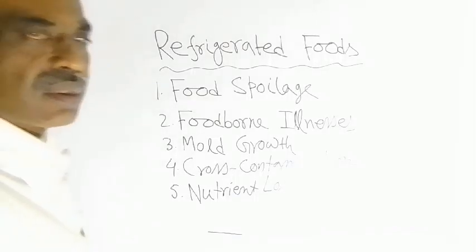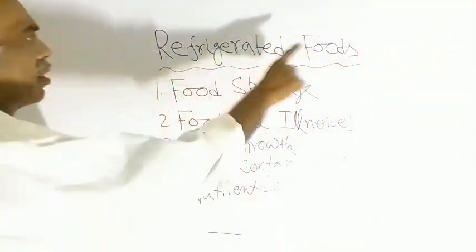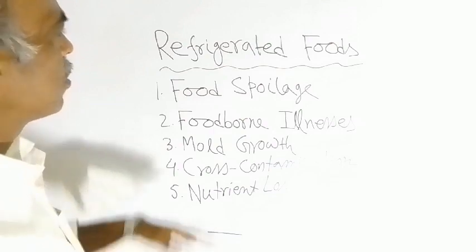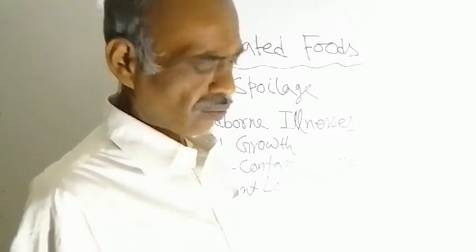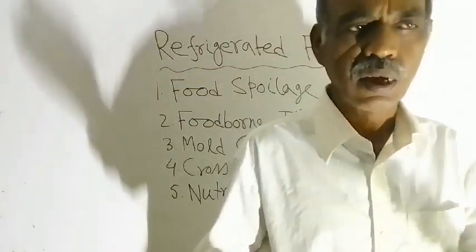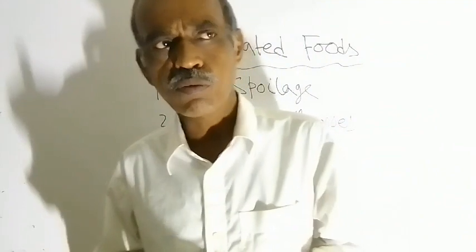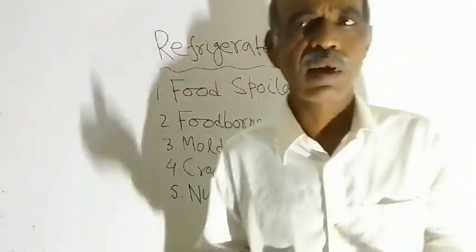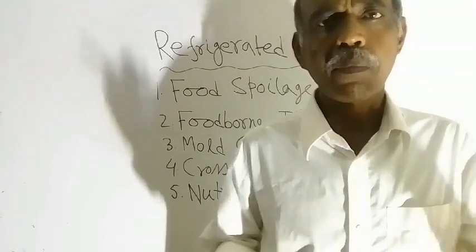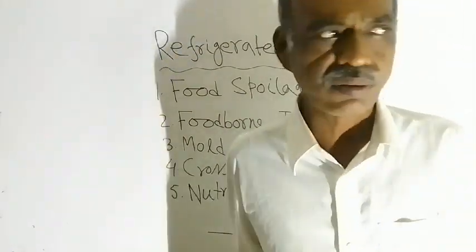Here you can see the topic: refrigerated foods. Refrigerated foods, okay? And here I have noted down 5 points, a total of 5 points. So, what is the topic? Refrigerated foods. Here I want to discuss both the merits and demerits of refrigerated foods.